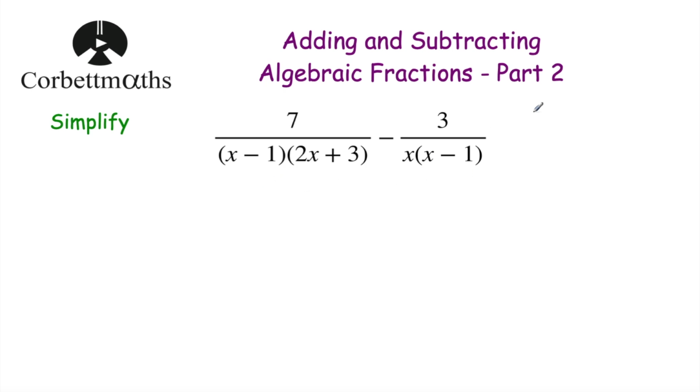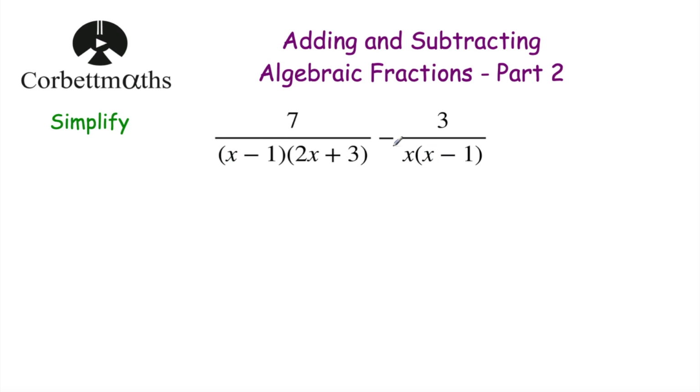That's quite nice. In part 3 of this trilogy, we're going to have to actually factorise the denominators before we deal with the algebraic fractions and adding them, subtracting them and so on. But in this example, it's quite nice because it's been factorised for us. Okay, so here we've got 7 over x minus 1, 2x plus 3. Now I notice here that this x minus 1 on this denominator is also here. We've got our x minus 1 here.